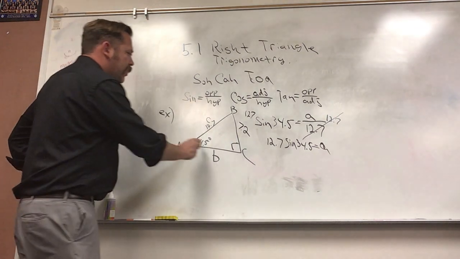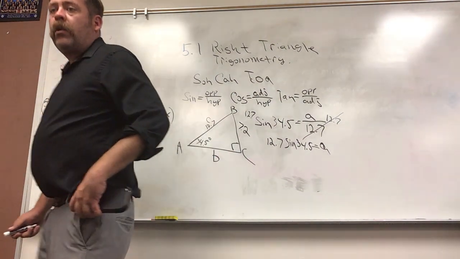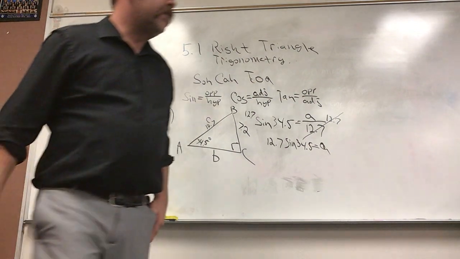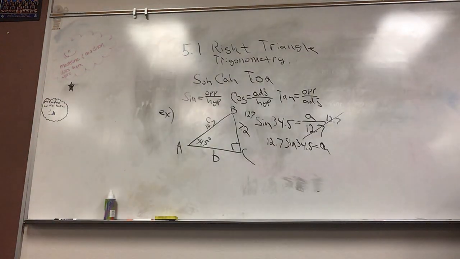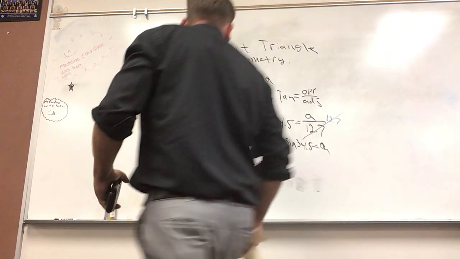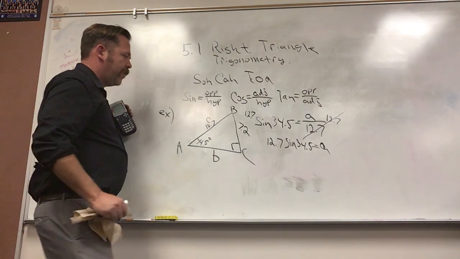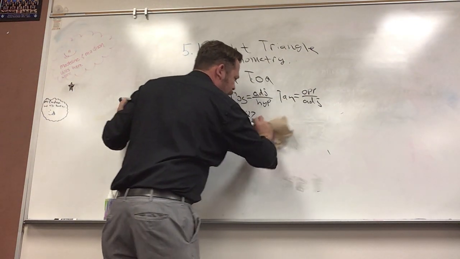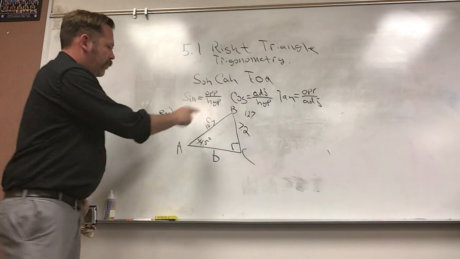Now that we know two sides of the right triangle, we could use the Pythagorean theorem if we wanted to. But this trig stuff is so much fun. Let's do trig again. Let's use some more trig. I'm gonna use more trig to find b. I'm gonna find little b now.